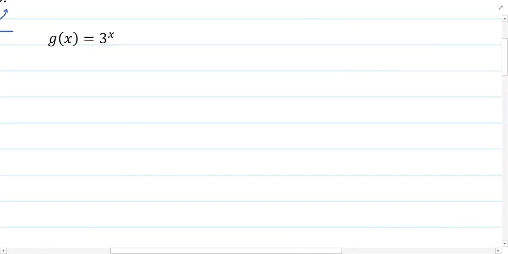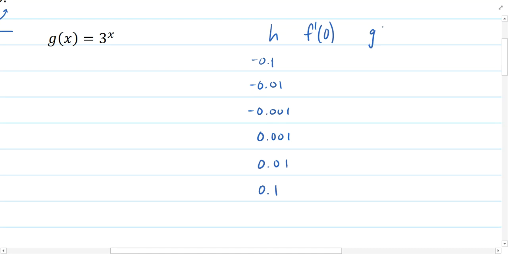And so off to the side, even to the right of our second example, I'm going to build a table that looks like that. For h values that are approaching 0, I might choose negative 0.1, negative 0.01, negative 0.001. And from the right side of 0, I might choose 0.001 again, 0.01, 0.1. This is going to let me find the derivative at 0 for f, and eventually it's going to help me find the derivative at 0 of g. Separate these columns.